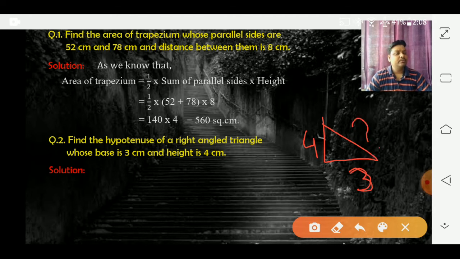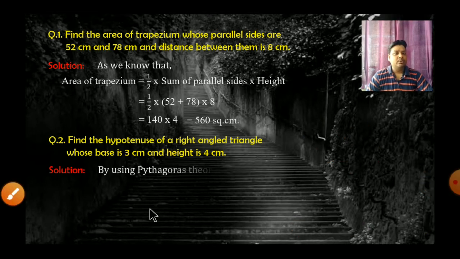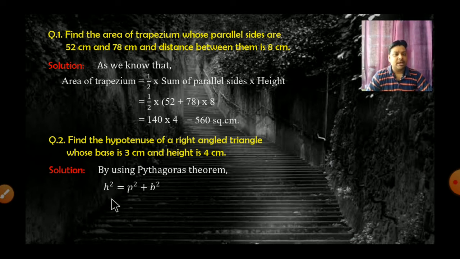Okay, so we know the Pythagoras theorem. So by using Pythagoras theorem, h square is equal to p square plus b square. If we will remove the square from this side, then on the RHS it will be in root. So we can say that h is equal to under root p square plus b square, and we have to find h. It means hypotenuse.